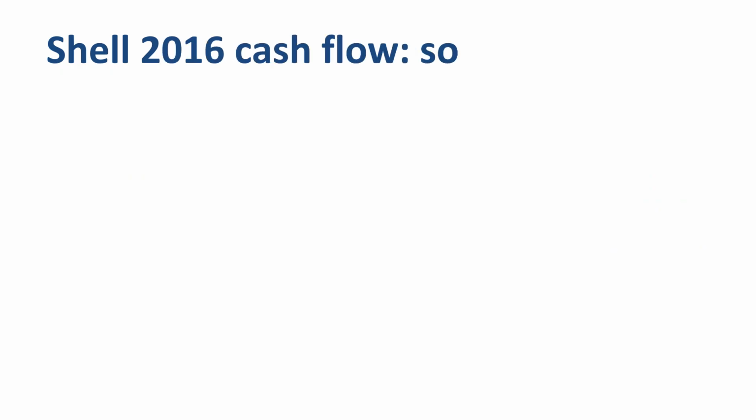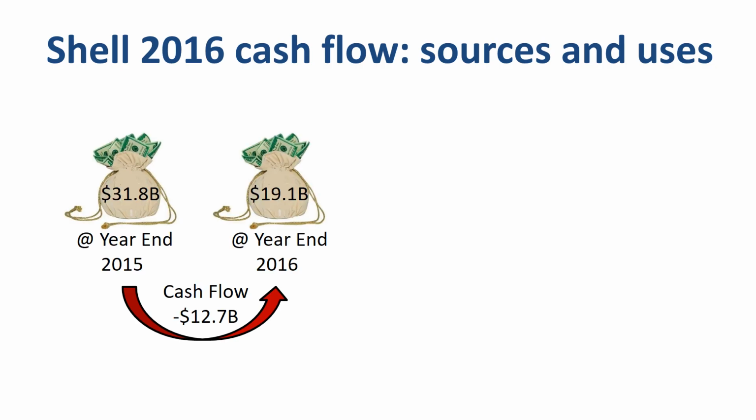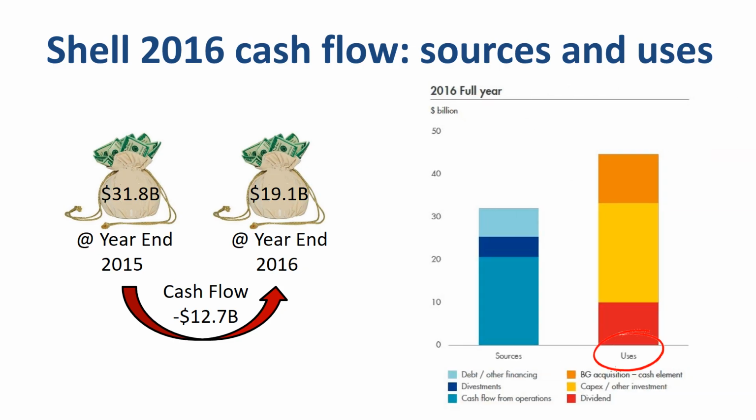So how did Shell do on cash balance and cash flow in the most recent financial year it has reported on? Shell started 2016 with $31.8 billion cash and ended with $19.1 billion. The net cash outflow during the year was $12.7 billion, as the amount in uses of cash, on the right of the graph, exceeded the amount in sources of cash, on the left.